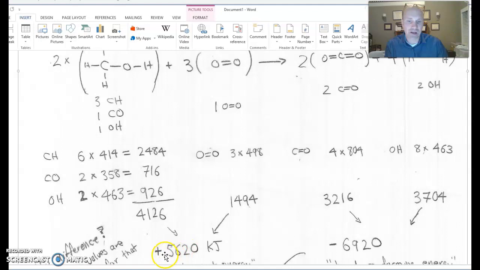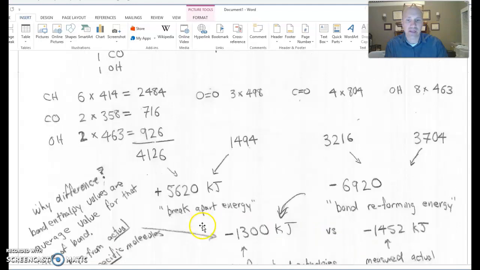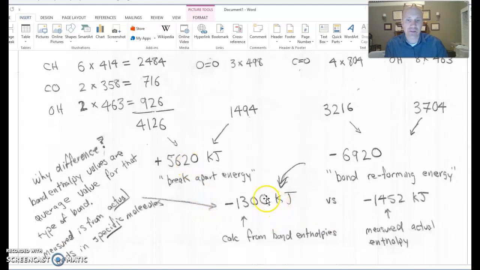Notice that this is a positive value because that's energy required to break bonds, but this is a negative value because that's energy released when you put bonds together. So adding those together gives us this value right here. And notice again, it's different from the actual measured value, and that's because it's done from average bonds.